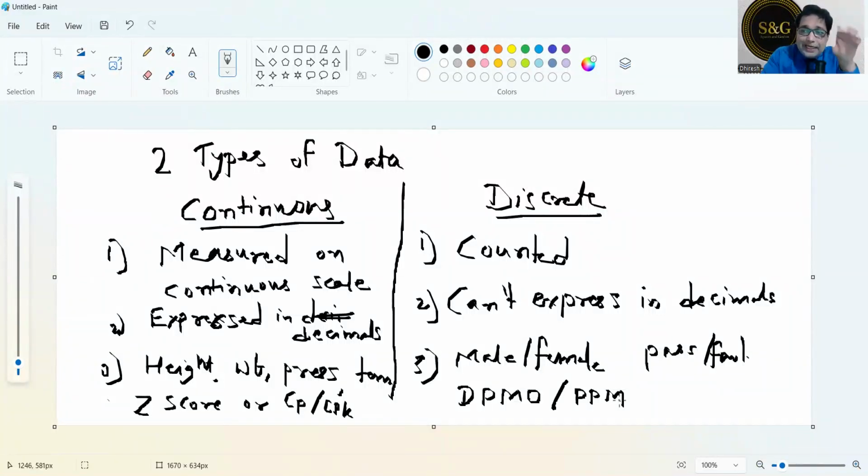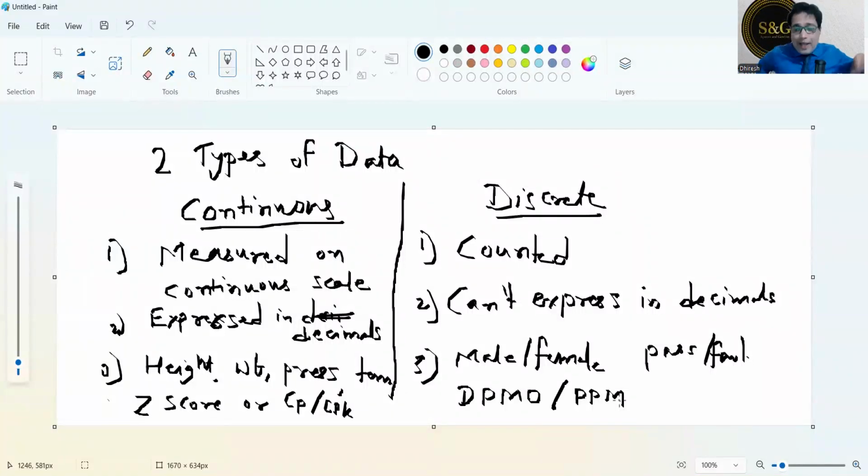Write this down. So when you have continuous data, go for Z-score or CP/CPK. When you have discrete data, go for DPMO and PPM. So it depends on what kind of data you have in your process. How are you collecting the data? Is it in the form of continuous? Is it in the form of discrete? If you have discrete, go for DPMO or PPM. If it is continuous, go for Z-score and CP/CPK.